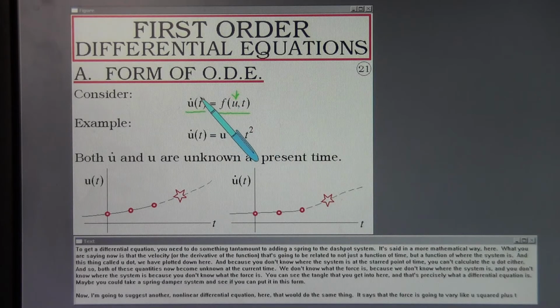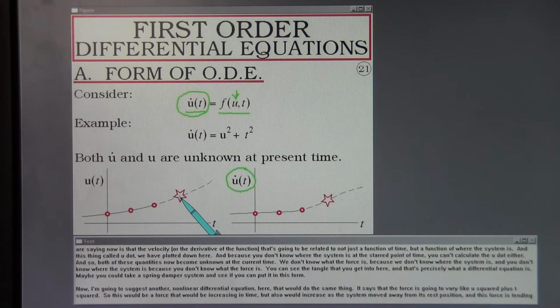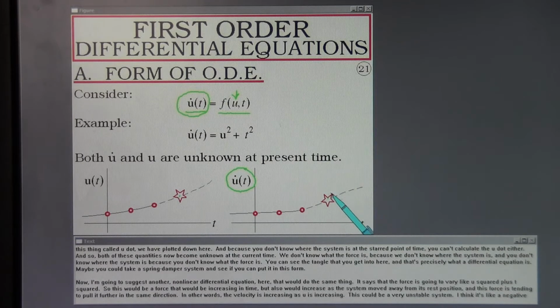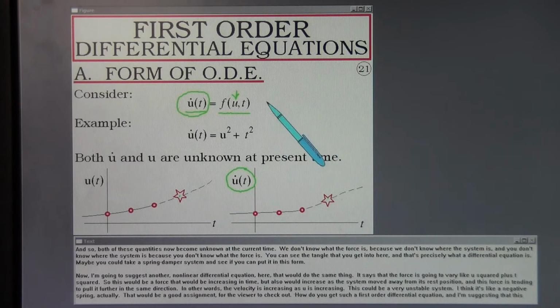And this thing called u dot, we have plotted down here. And because you don't know where the system is at the start point in time, you can't calculate the u dot either. And so both of these quantities now become unknown at the current time. You don't know what the force is because you don't know where the system is, and you don't know where the system is because you don't know what the force is. So you can see the tangle that you get into here. And that's precisely what a differential equation is. Maybe you could take a spring damper system and see if you can put it in this form.